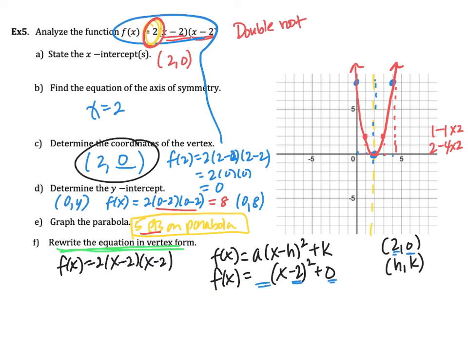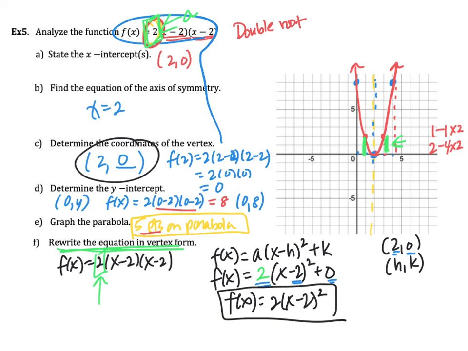And then the last thing I need to do is identify my a. Your a doesn't change. What is my a? My a is just 2. So all I'm going to do is pop that 2 in there because it has a stretch factor of 2, right? If I look at my graph, we just have a stretch factor of 2. So what can we write? It would just be f of x equals 2 times x minus 2 squared.